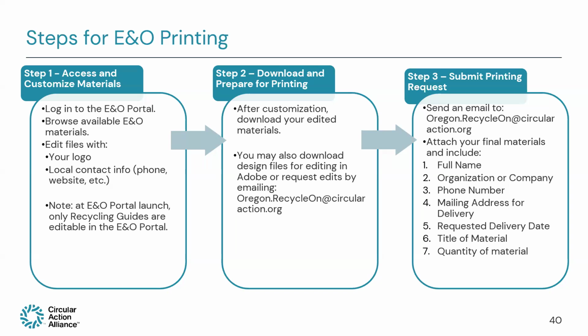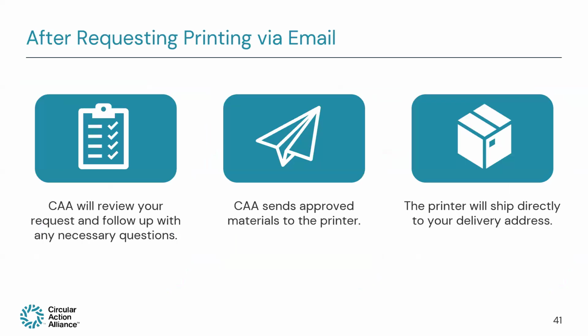The second step is once you've customized your materials, just download them, just like Taylor showed. It's that simple. And then lastly, send an email with the attached files to oregon.recycleon@circularaction.org. And make sure to include your name, organization, phone number, where you'd like the materials to be delivered to, your ideal date that you need these by, and the number of items you want for each material. I'll drop that email there in the chat. And if you didn't remember all of those bits and pieces, we have them in the FAQ on the E&O portal as well.